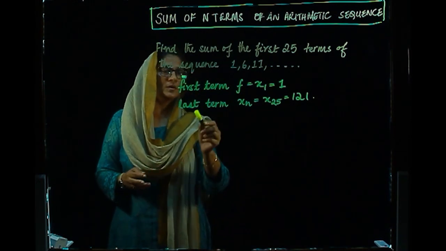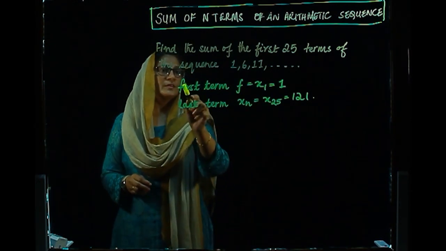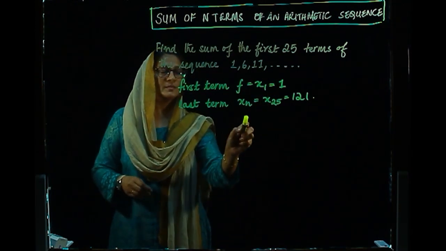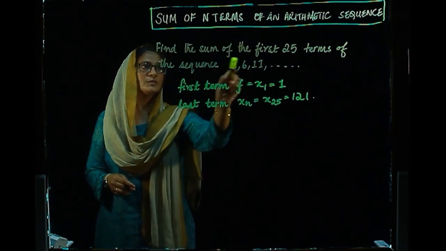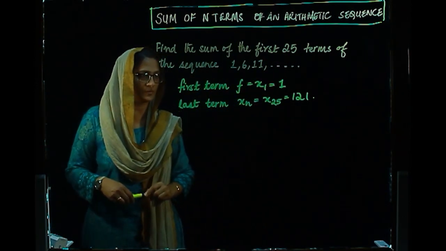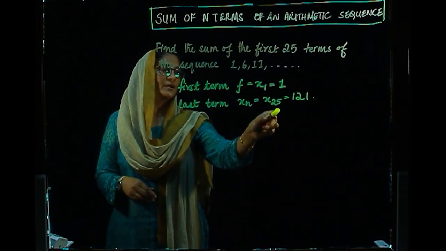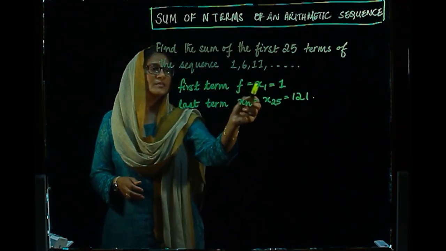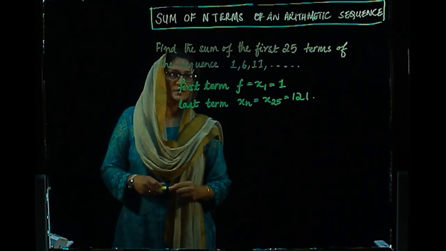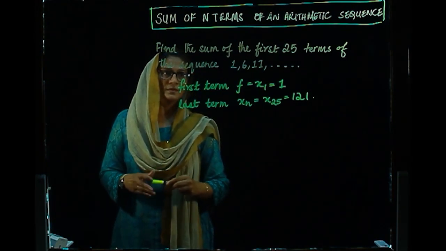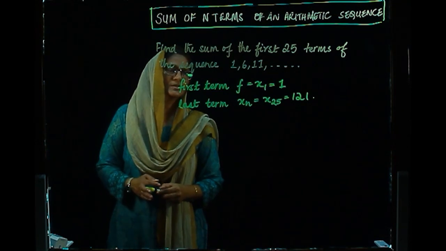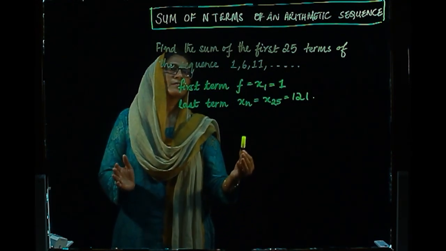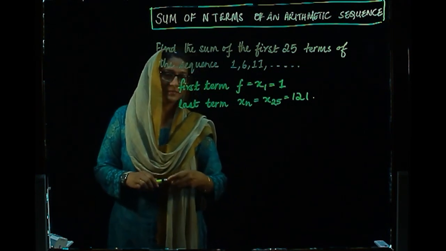Now see what all we have. The first term, which is x1, is 1. And the last term can be taken as x25 because we need to find the sum of the first 25 terms. The last term, x25, is equal to 121. We have the first term and the last term. So here we can use the second formula because we need xn and x1 for finding the sum in the second way. It will be easier here.